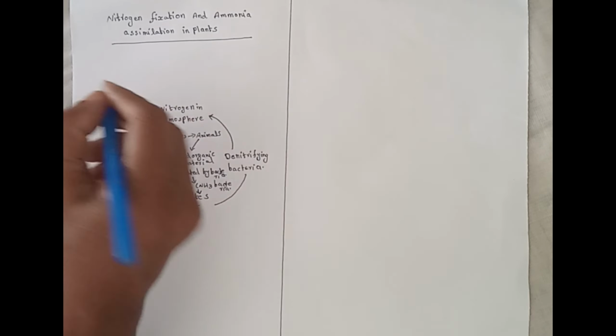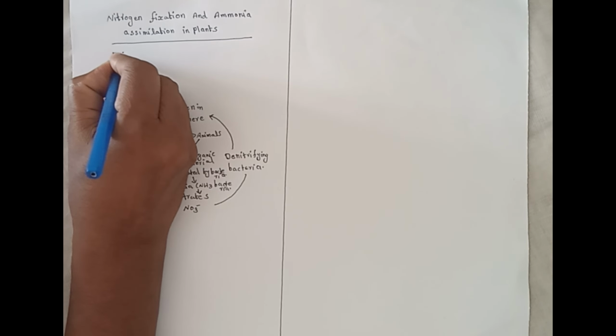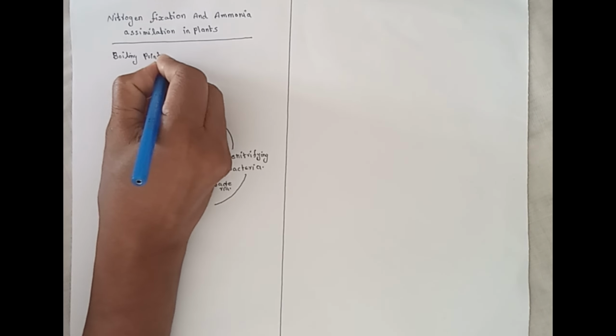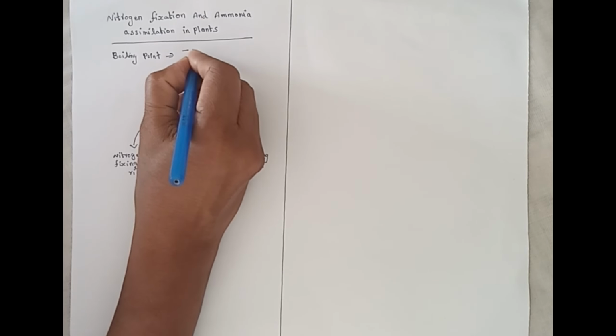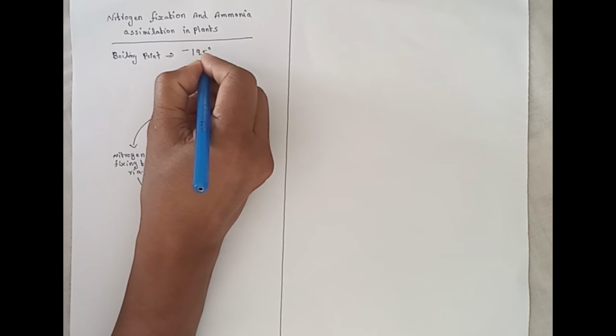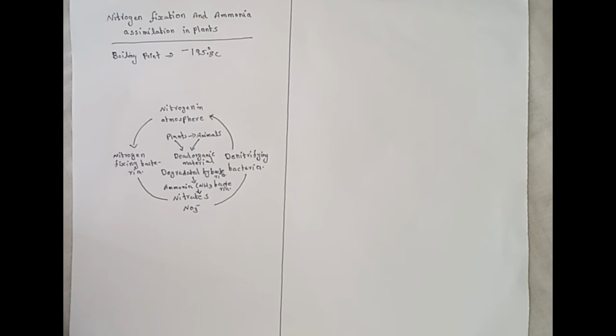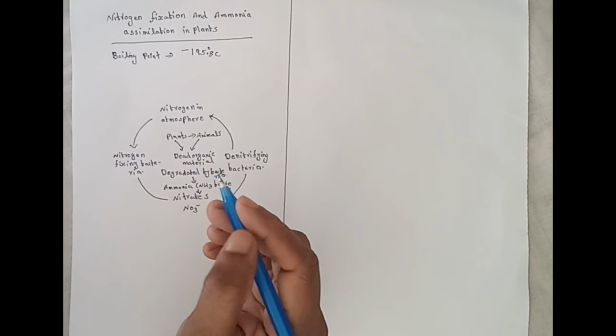The boiling point of nitrogen is minus 195.8 degrees centigrade. Here is the triple bond, and also the boiling point, minus 195.8 degrees centigrade. Nitrogen is a component of protein, enzymes, vitamins and alkaloids. First, then, we discuss the nitrogen cycle.